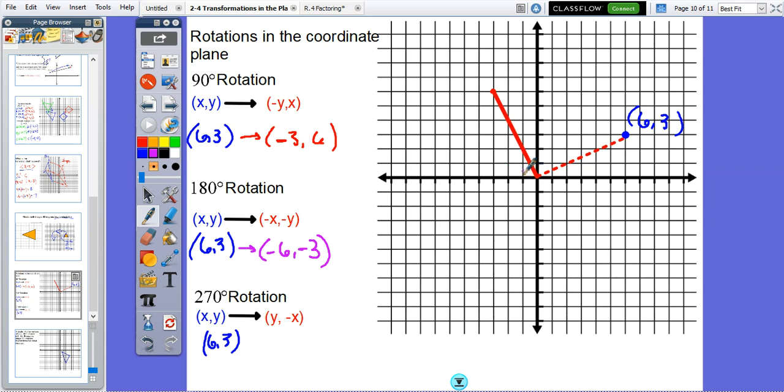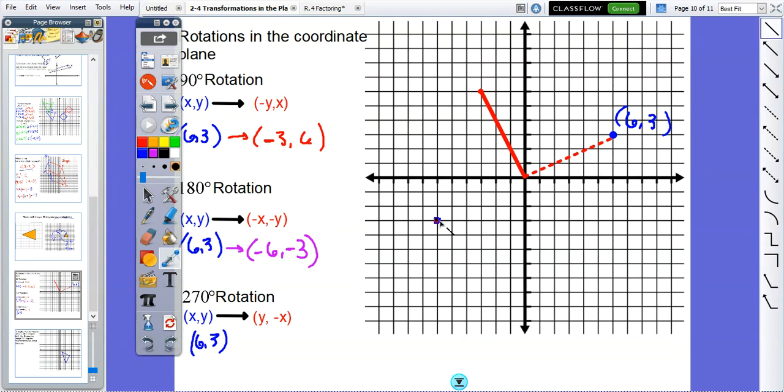Let's grab those coordinates. So we got 1, 2, 3, 4, 5, 6. Negative 6, negative 3. 1, 2, 3. Right there. That is where our coordinate's at. So let's connect it back to our origin. Look at that. Looks like a straight line to me. Good job, y'all.